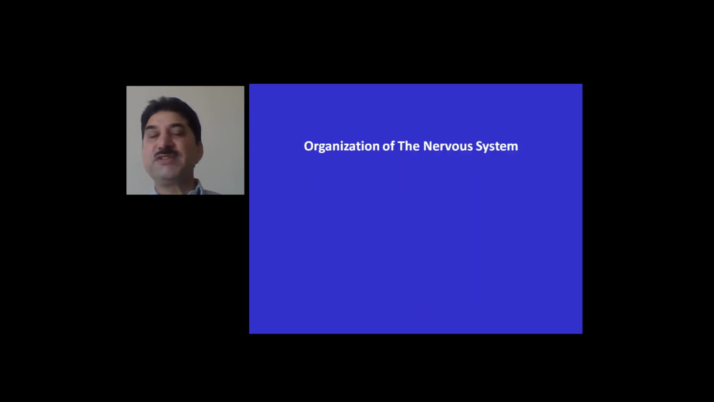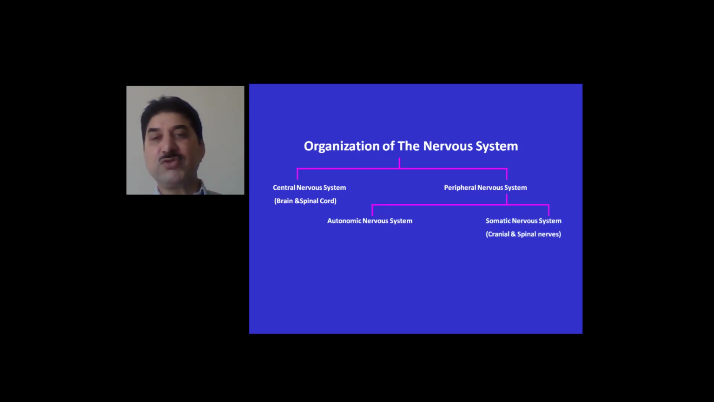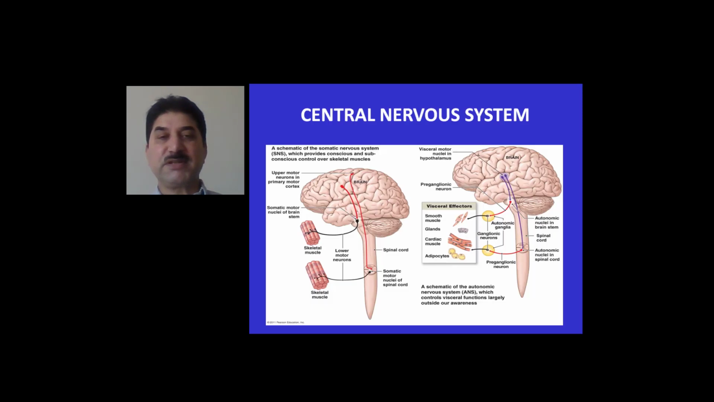How is nervous tissue organized in our body? Nervous tissue is divided into central and peripheral nervous system. The central nervous system includes the brain and spinal cord, while the peripheral nervous system includes the autonomic nervous system and somatic nervous system. The somatic nervous system consists of cranial and spinal nerves. There are 12 pairs of cranial nerves arising from the brain and 31 pairs of spinal nerves arising from the spinal cord. The autonomic nervous system is further divided into sympathetic and parasympathetic nervous system.